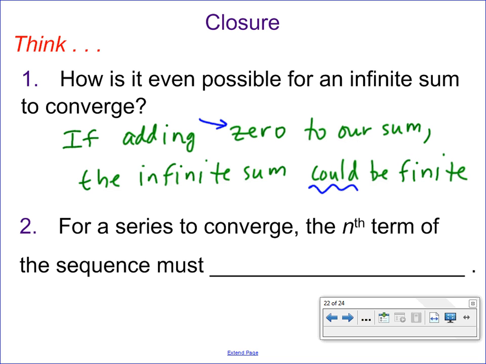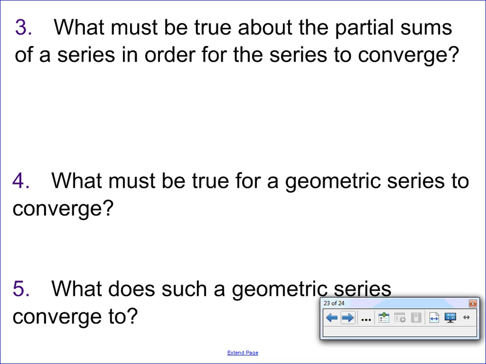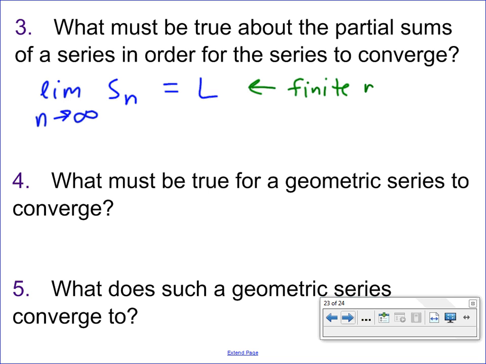Good. Thank you. For a series to converge, the nth term of the sequence must be what? Kobe? Yeah, it has to be 0. So the nth term must converge to 0 to have any hope, as Danny talked about in number 1. Number 3, what must be true about the partial sums of a series in order for the series to converge? The partial sums must converge to a value. So the limit as n goes to infinity of the partial sums s of n must equal some constant number that is finite in order for the series to converge. If the limit of partial sums is infinite or does not exist, then the series diverges.